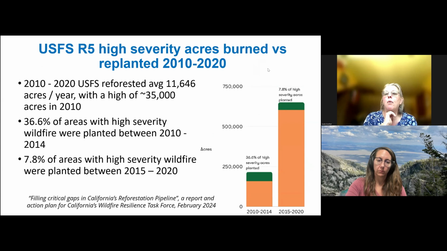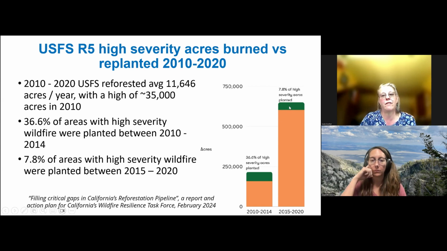That was the working group on reforestation. And this figure, I think, is quite illustrative of some of the challenges that the Forest Service has faced in reforesting areas of high severity fire. So you can see down here, 2010 to 2014, they were accomplishing about 36% of the acres that burned in high severity, so most at need of reforestation. But then the increase in burned areas turned about that same amount into just short of 8% of the area being reforested between 2015 and 2020.